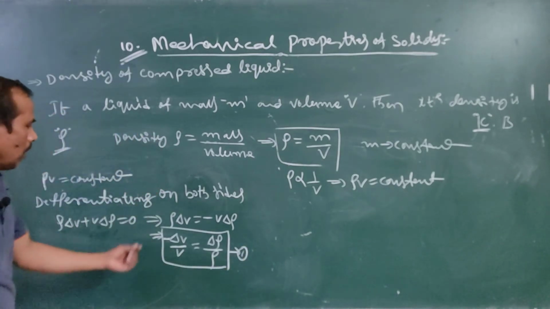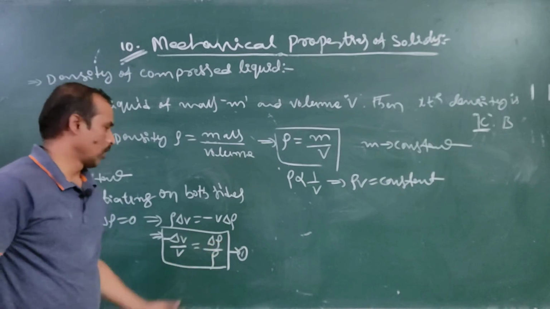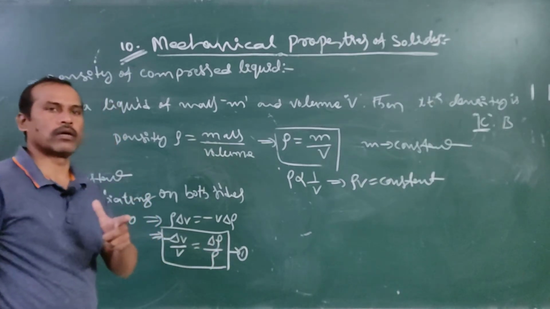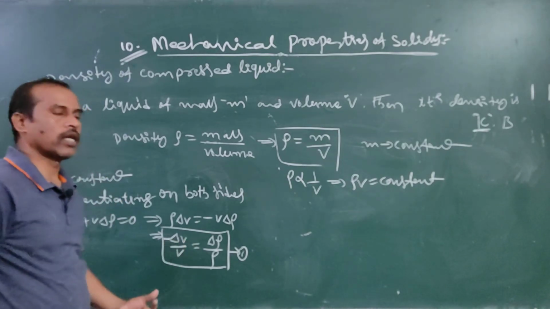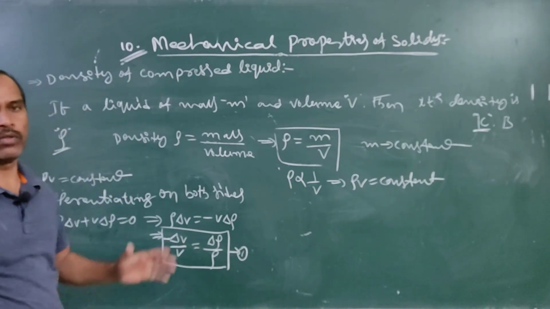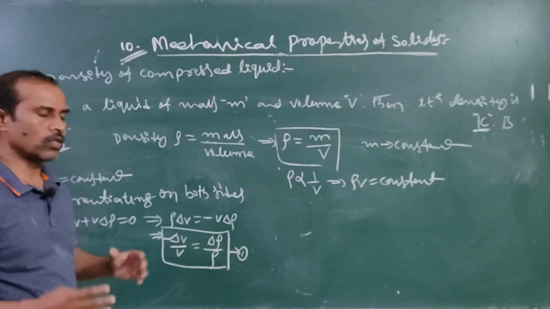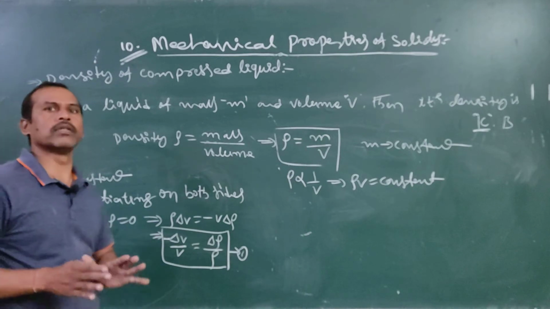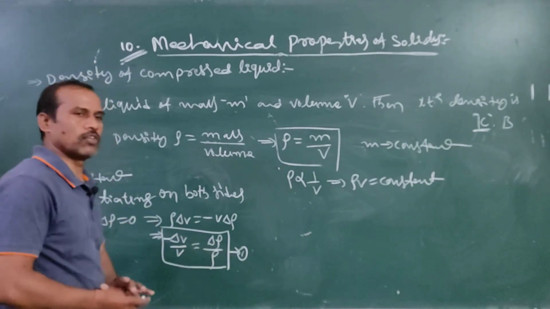In this equation, minus delta V by V is equal to delta rho by rho. Delta rho means change in density. Here delta V means change in volume. So the volume is decreasing. The negative symbol indicates the volume is decreasing with increase of the pressure. Now this is the equation 1.